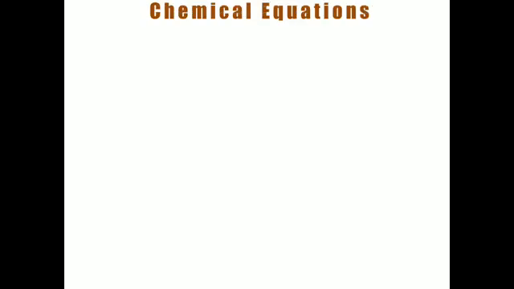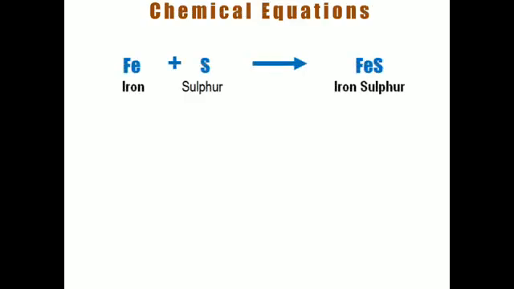Here is an example of a chemical equation. Here you can see iron, so this is the reactant part. The left side of the arrow shows the reactant part, and the right side of the arrow shows the product part. These reactants combine with each other to form the product. This arrow mark goes toward the product side, showing in which direction the reaction is proceeding. This is the reactant and this is the product. This whole writing is basically a chemical equation.